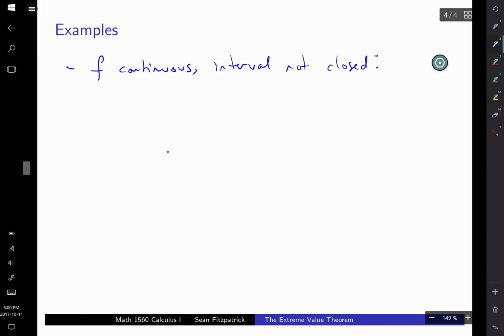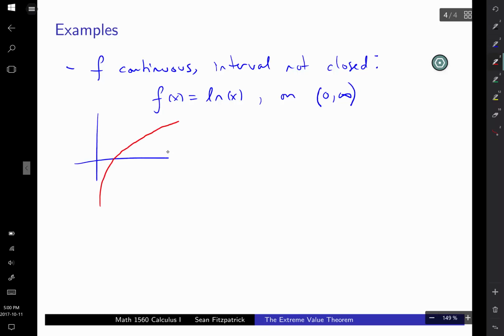Well, there's an easy example there. Let's take the natural log function, right? The natural logarithm is continuous on its domain, but what's the domain? 0 to infinity. We know that there's no max and there's no min, because what does the graph look like? The graph looks like this, right? The y-axis is a vertical asymptote. It goes off to minus infinity, so we don't get a minimum value. And if we do let it go off to infinity, then we don't get a maximum value either.